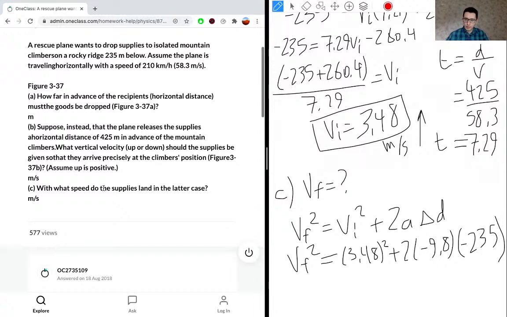So we're using the kinematic equation in the y direction because that's where the acceleration happens. We would not use kinematic equations once again in the x direction because there's no acceleration in the x direction. So we'll just solve for VF squared. This will give us 3.48 squared plus 2 times negative 9.8 times negative 235.